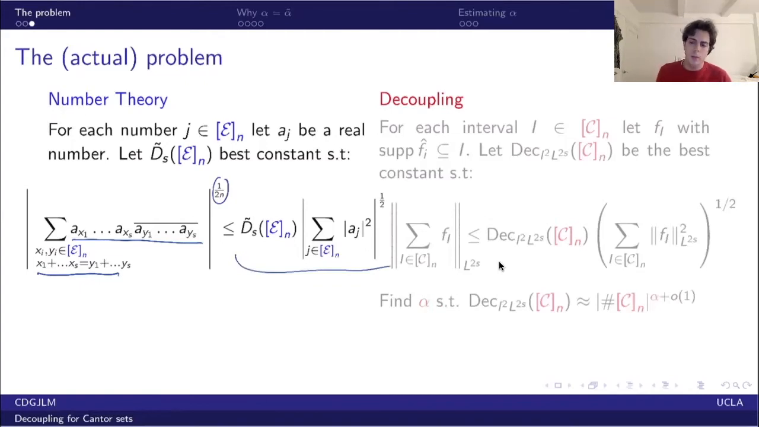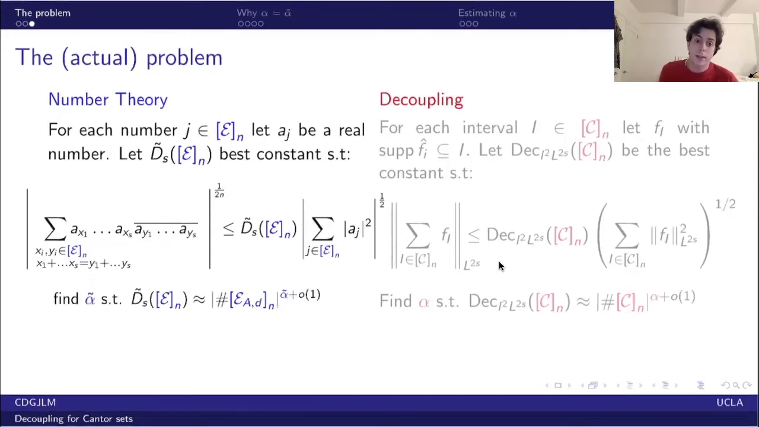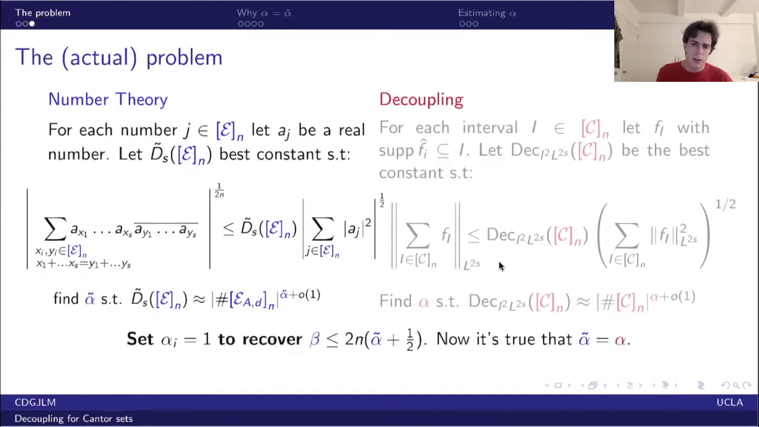And again, this is a way to count how many solutions we have. And we're looking at the worst case scenario. We're looking at the constant D that makes this true. And now we'll define alpha twiddle again as the growth exponent of this D_s twiddle. With this new definition of alpha twiddle, it turns out that alpha twiddle is equal to alpha. And as I said before, you have this inequality.